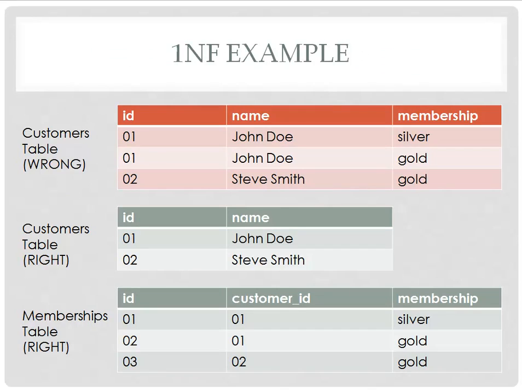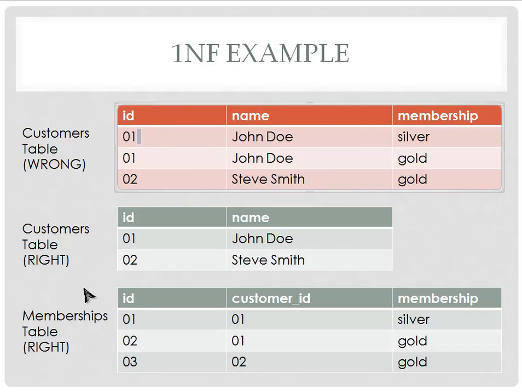Alright, so what I have here is an example. In this first table in red, this is wrong according to the first normal form. The reason is this is a customers table, and we also have membership. We have a customer, we have membership. If we have this all on the same table, then we're repeating customers here. We have John Doe twice just because he has two memberships. No matter how many memberships he has, this should not repeat twice.